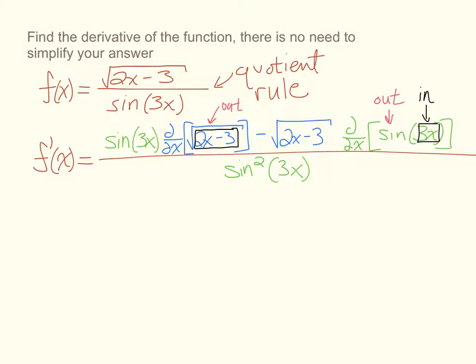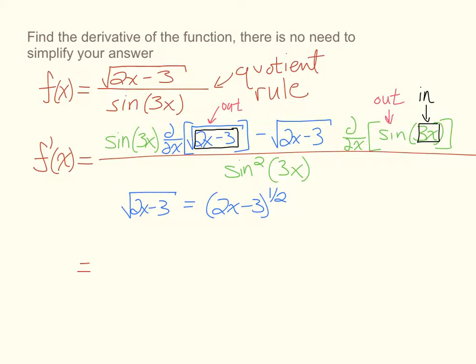And one other thing really quickly to point out is that the square root of 2x minus 3 is the same thing as 2x minus 3 to the 1/2 power. So our inside is still 2x minus 3 for this derivative, and the outside changes just a little bit so we can work with the power rule with a 1/2 power.